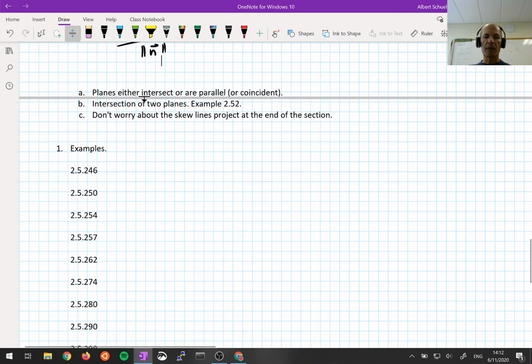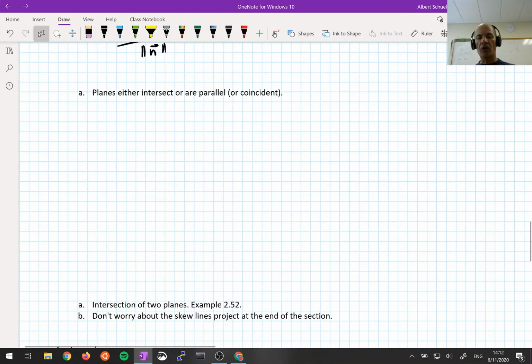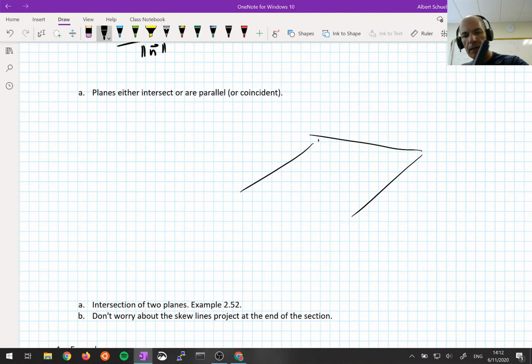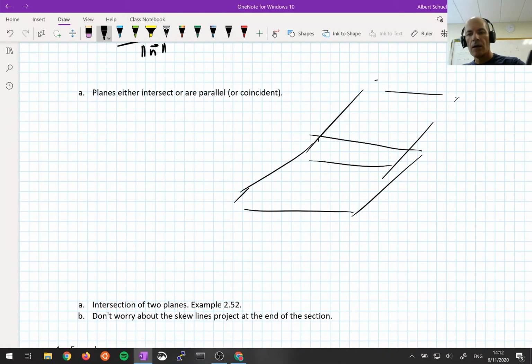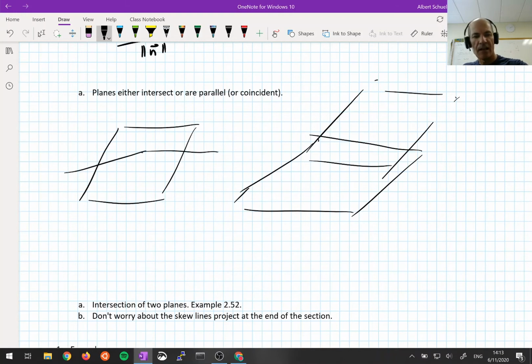Let's talk about how planes might interact with each other. Planes are sort of like lines were back in Calc 1. They can either be parallel, like this. It doesn't look very parallel, pardon my drawing. Or they could intersect, something like this. And when they do intersect, they intersect in a line, like that. So parallel or intersecting.